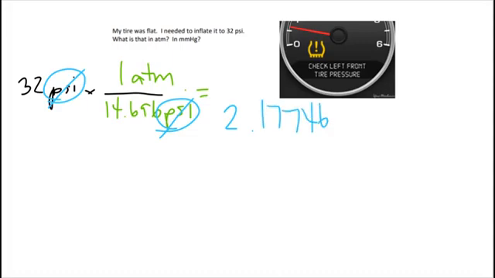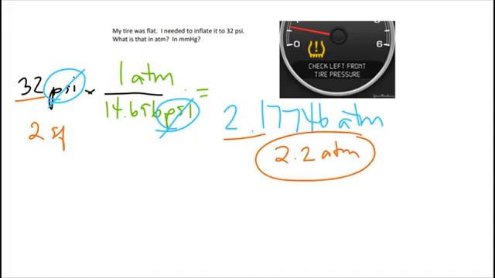2.17746. And again, I need to look at how many sig figs I started with, which here would be 2 sig figs. So I need to have 2 for my final answer. So this would round to 2.2 atmospheres.